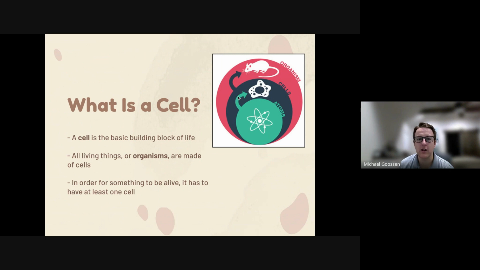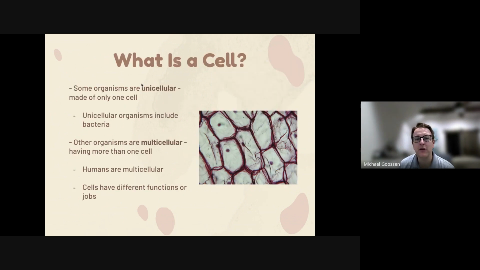And you can see here in this picture, it shows that atoms are the smallest thing, right? And then cells are little tiny things that you need a microscope to see. You put a bunch of cells together, then you get a living thing. Some cells are unicellular, which means they're only made up of one cell. Like bacteria, I'm sure you've heard of that word before, but a bacterium is a unicellular organism. It's just one cell that just kind of walks or swims around everywhere.